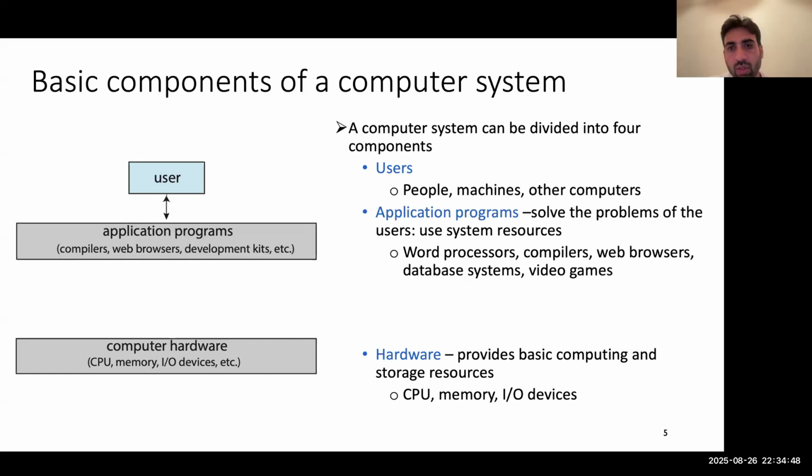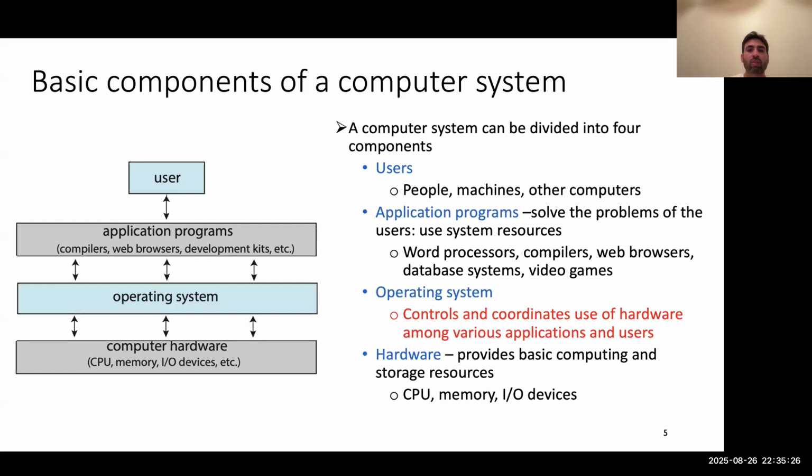What they do is that they use application programs to solve the computing problems for the user, right? Common examples of application programs, which everyone is familiar with, are word processors, compilers, web browsers, database systems, and video games, right? So even when users know nothing about the underlying hardware, they are still able to utilize that hardware by running their applications.